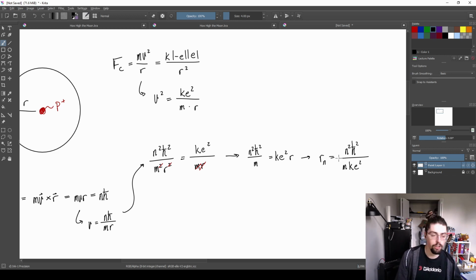The mass of the electron doesn't change. The Coulomb constant, k, doesn't change. The charge of the electron or the proton don't change. The only thing that's allowed to change here is this value n, so this tells me where my allowed radii are actually going to be.